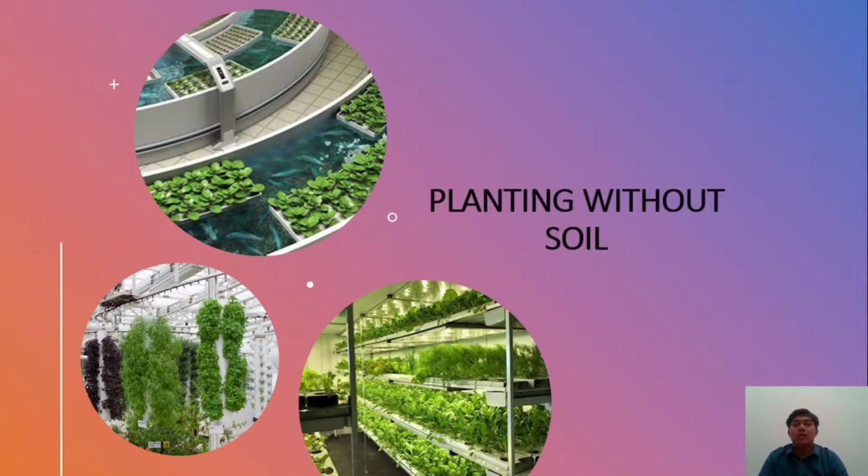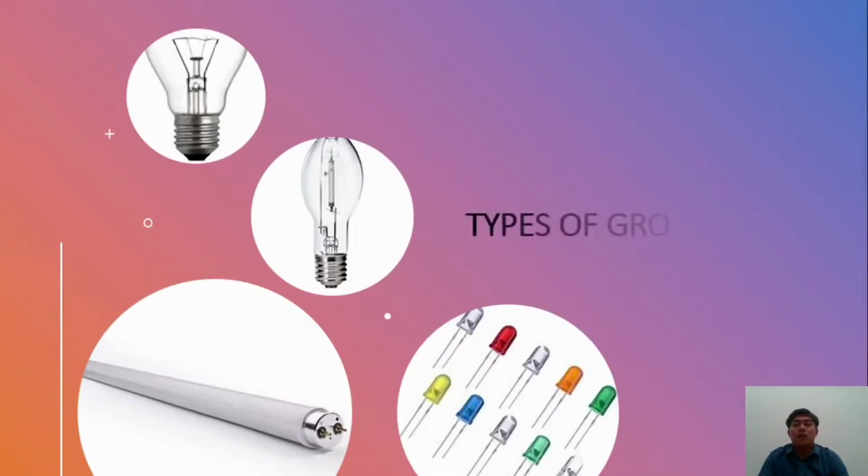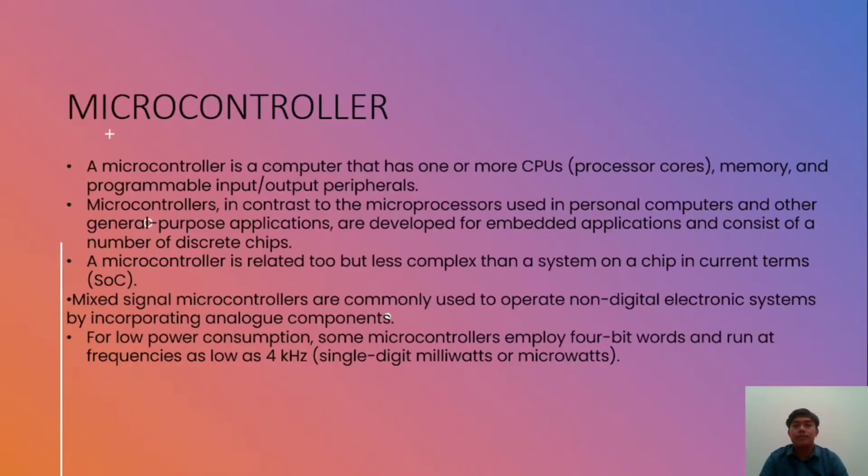So there are three types of planting without soil. Firstly is aquaponic, second is aeroponic, and for my project, I use the hydroponic system. For the type of growing light, there are several lights that can grow hydroponic fodder. The first one is incandescent light, the second one is fluorescent light, the third one is high intensity discharge lamp, and the last one is light emitting diode, which is LED.